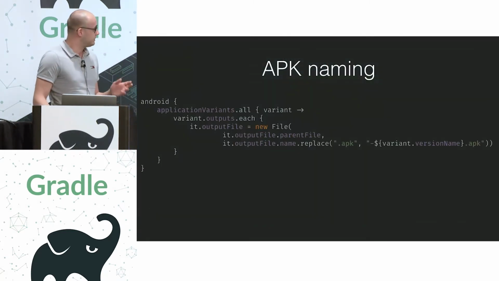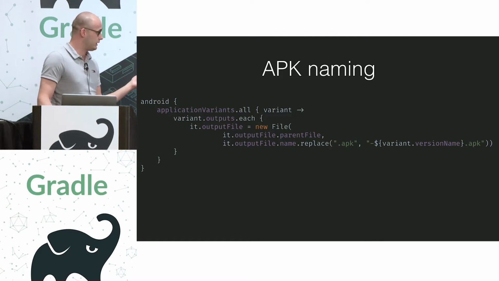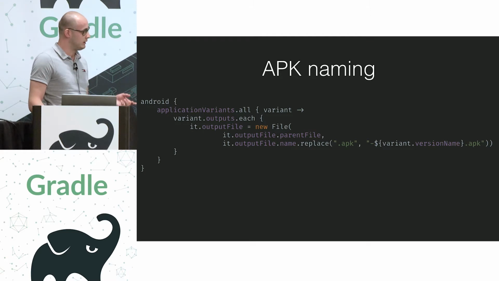Okay, so for the first snippet, finally, we have naming APKs. We often want, for example, to add a version name to the APK, and we just Google how to add version name to the APK. We copy the snippet, probably change the replace. It's easy enough. But why does it work?